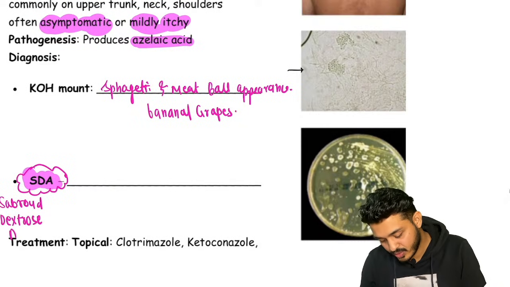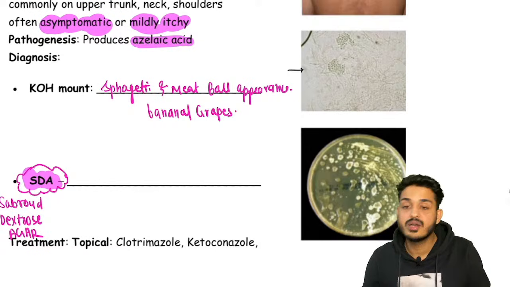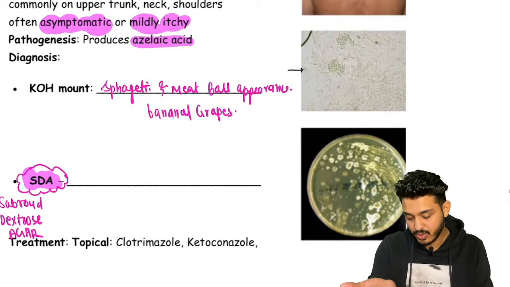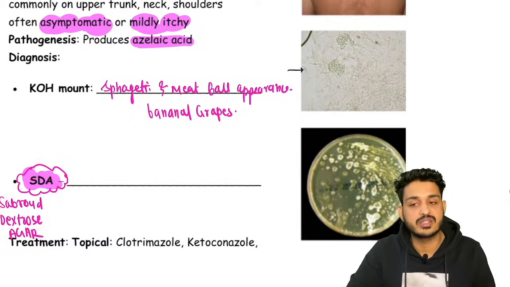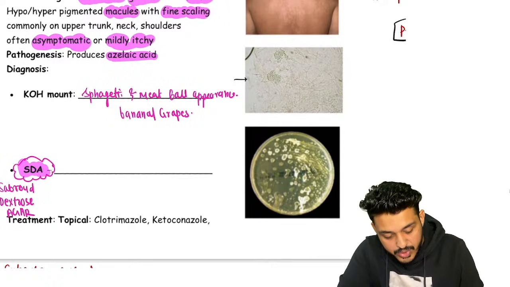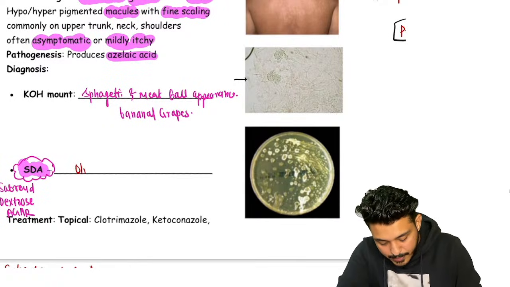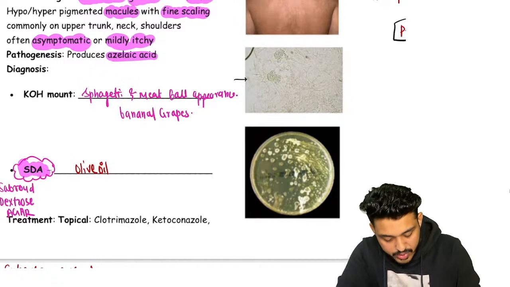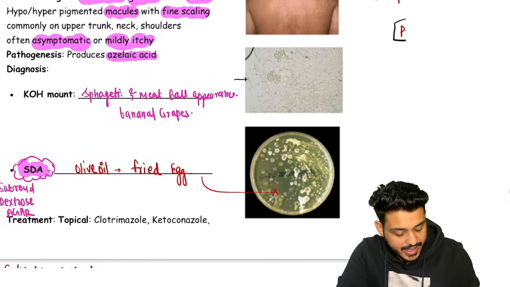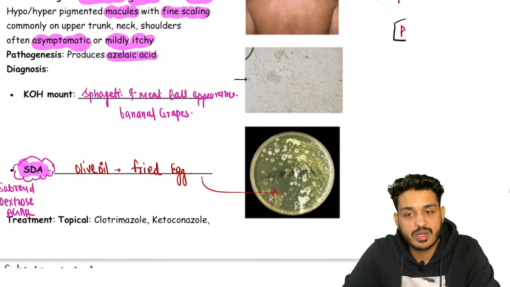Like we grow all the bacteria in culture media, the same way you can grow the fungus on Sabouraud dextrose agar. And on this agar, when you add olive oil, you are going to find this appearance. Isn't it looking like a fried egg appearance? So this is your fried egg appearance on Sabouraud dextrose agar.